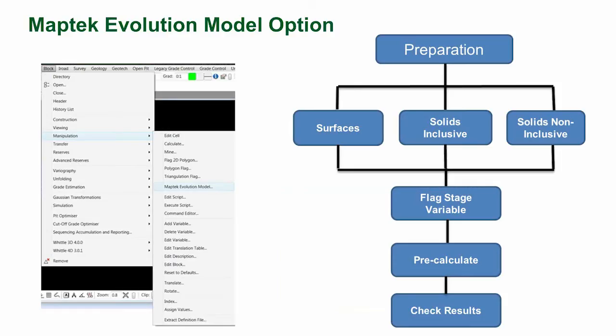The new option is called Maptek Evolution Model. You can find this one under the block menu. You can use either surfaces or different kinds of solids. I will show you in a few minutes in more detail the difference between inclusive and non-inclusive naming convention.